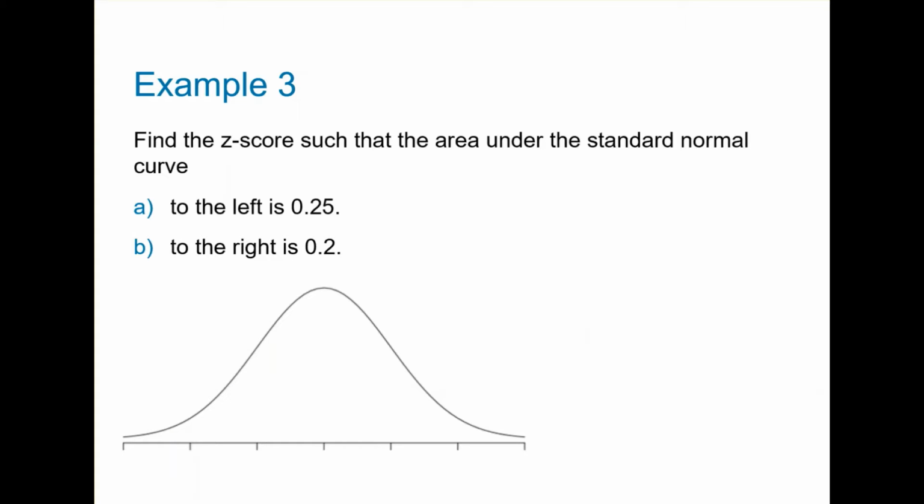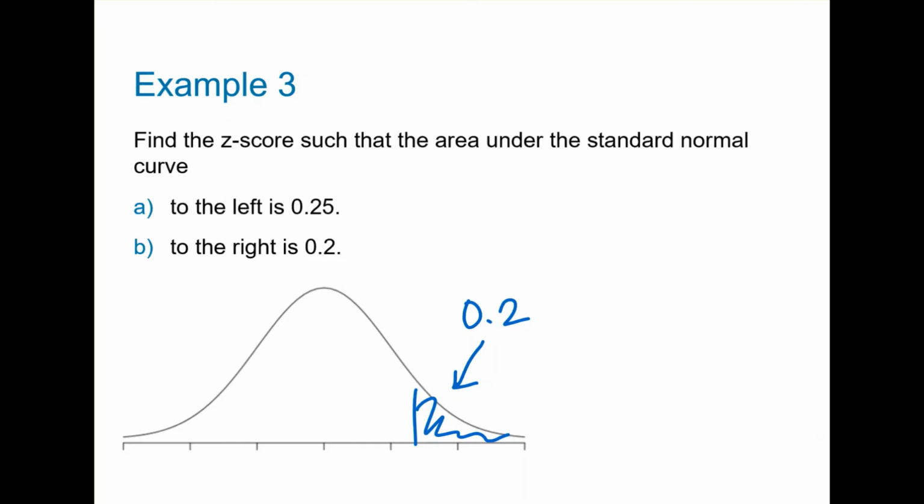Part B, the area to the right is 0.2. Let's draw a picture. Let's shade an area on the right of approximately 0.2. So here we have that the area to the right of some z-score is 0.2. We can also use table 5 to find this z-score. However, remember that table 5 gives you the area to the left of a z-score, not the area to the right. Remember that the area under the normal curve is 1.